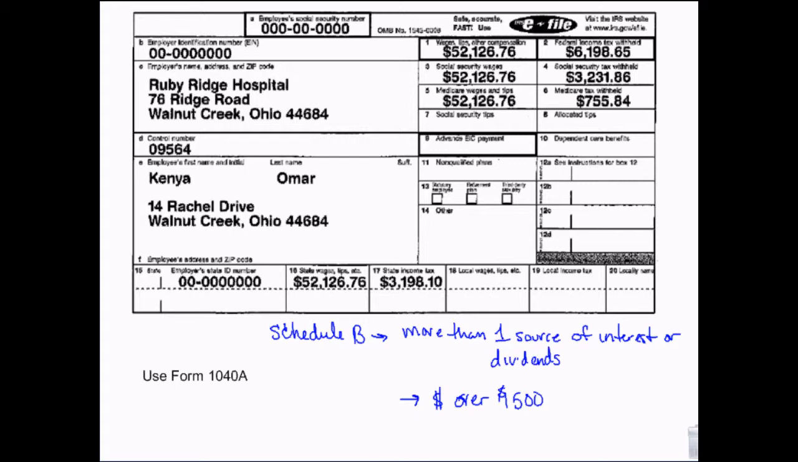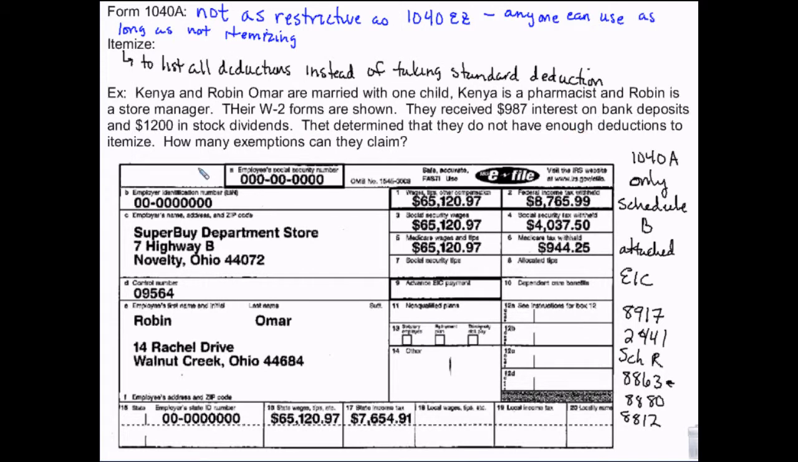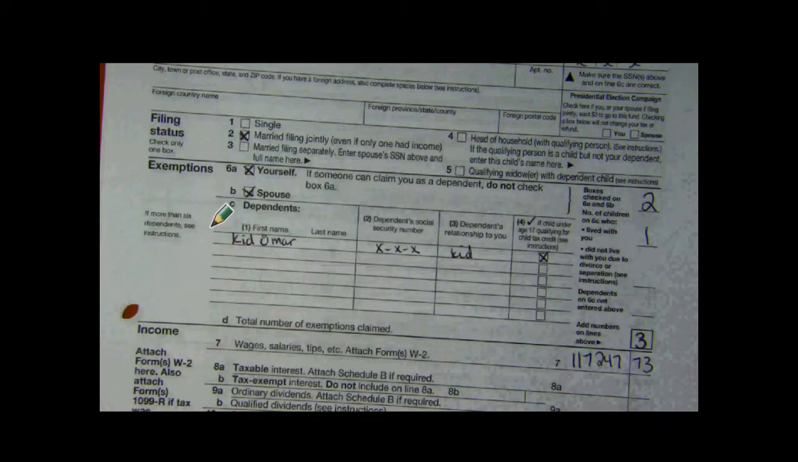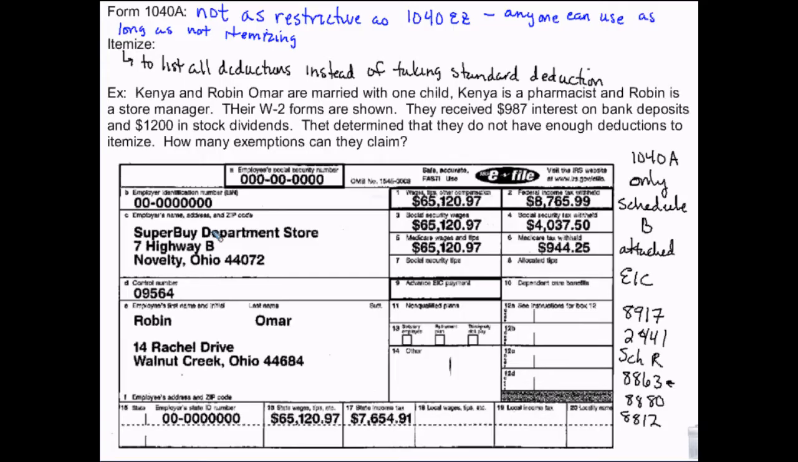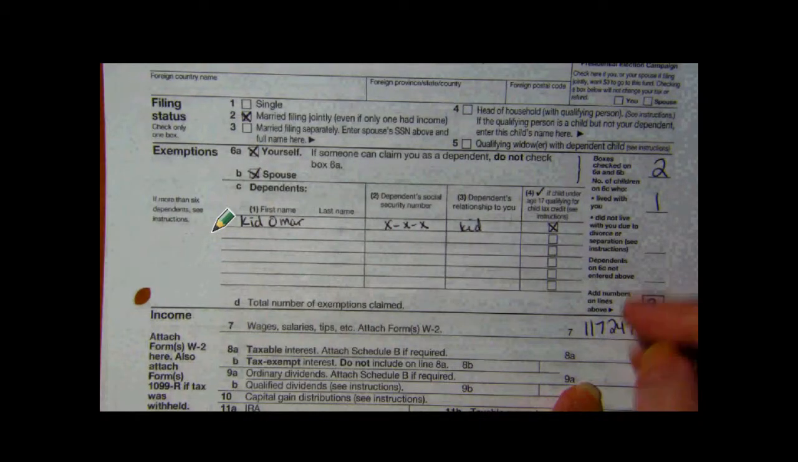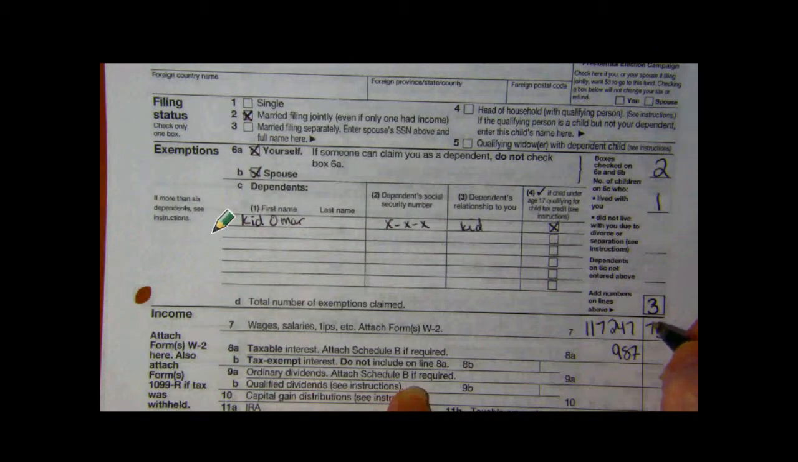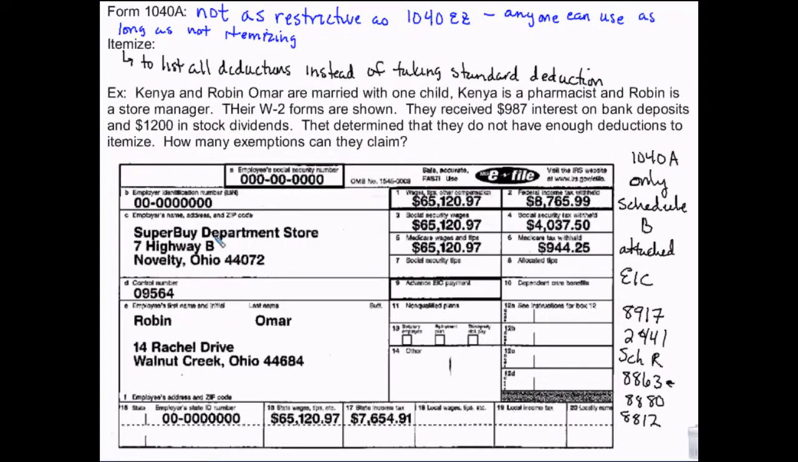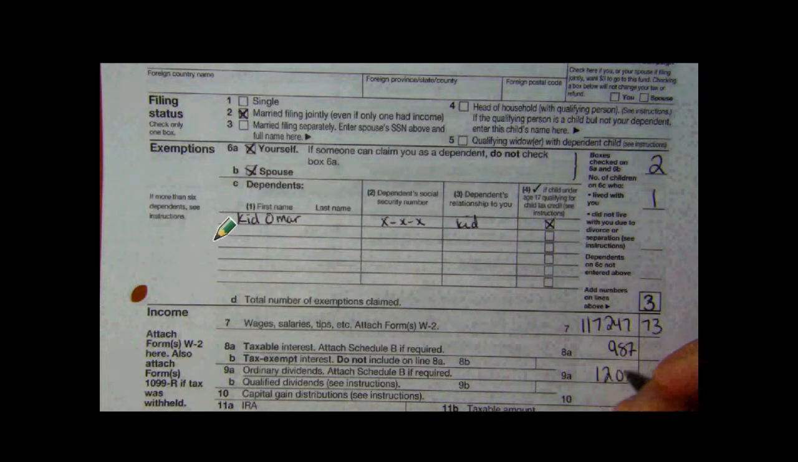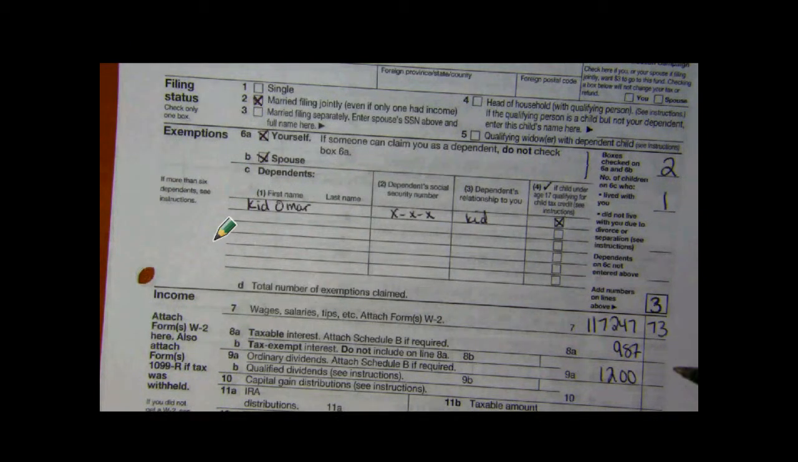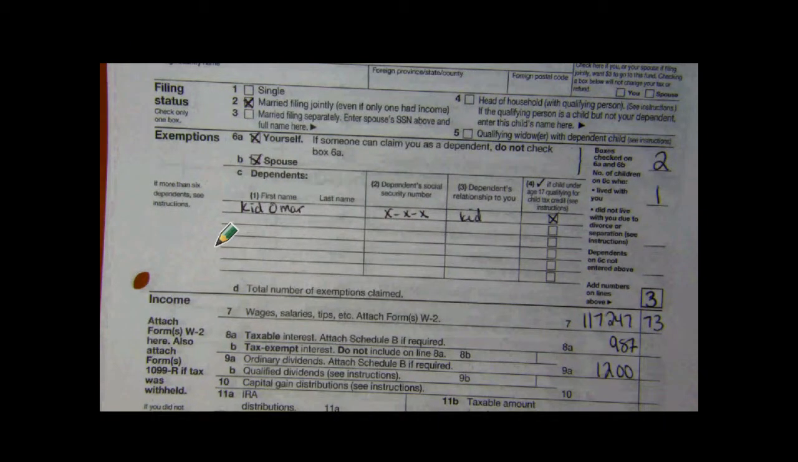Now we're not being told that on here. They're only getting 1 bank interest and 1 stock dividends, so we don't have to do a Schedule B for this. So we're going to fill out their bank interest was $987, so that goes right here on line 8A, 987. And ordinary dividends are their stock dividends, which is $1,200. Again, we're not having to fill out the Schedule B because they're only telling us 1 source. We're not being told there's more than 1 source and it's not over $1,500. Okay?